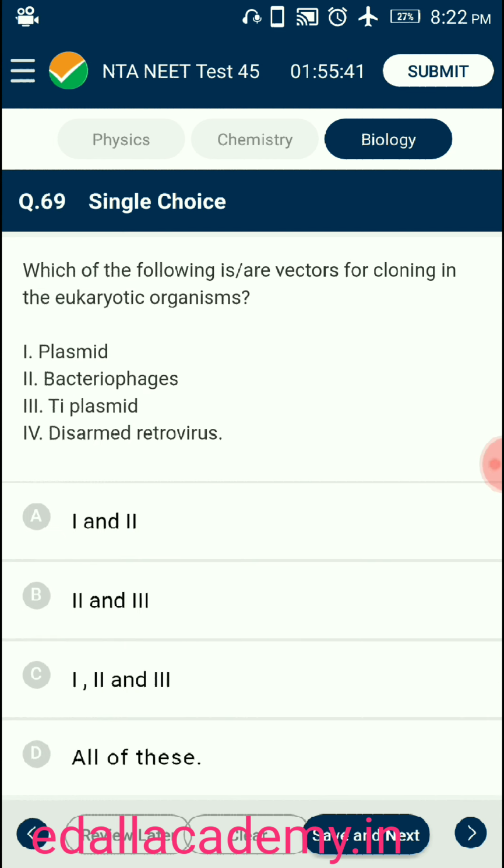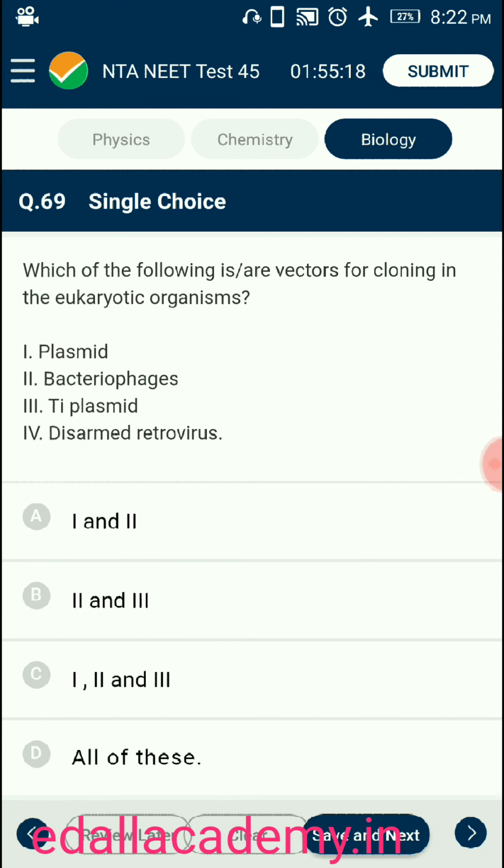Question number 69. Which of the following are vectors for cloning in eukaryotic organism? Vectors are carriers of DNA which are used to transfer gene of interest into the host cell. Vectors used at present are engineered in such a way that they help in easy linking.